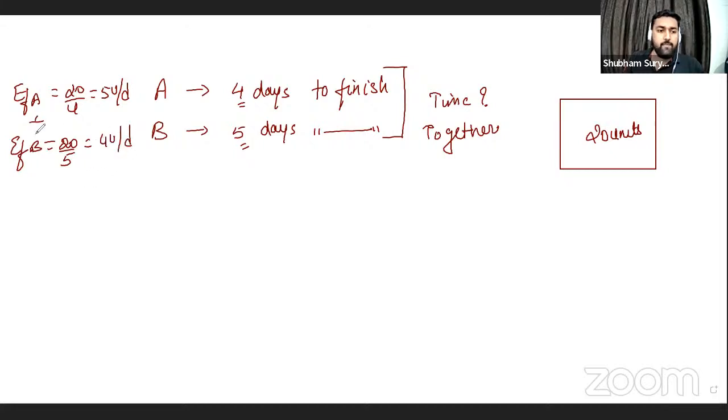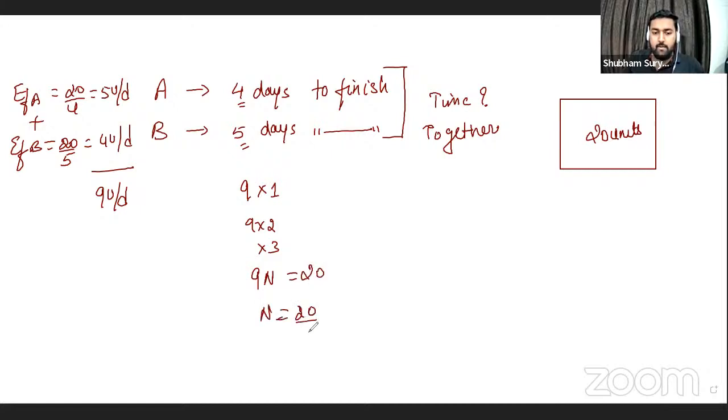Okay, then if they work together, the efficiency is going to be 5 plus 4, 9 units of work per day, right? Now in एक दिन में कितना काम होता है 9 units का, so 9 into 1 work of 1 day. If they work for 2 days, it's going to be 9 into 2. 3 दिन के लिए काम करेगा तो 9 into 3. So n days के लिए काम करेगा तो 9n is equal to total work has to be done of 20 units and comes out to be 20 by 9. This is the basic step that, or these are the basic steps that we generally follow when we want to do these kind of questions.